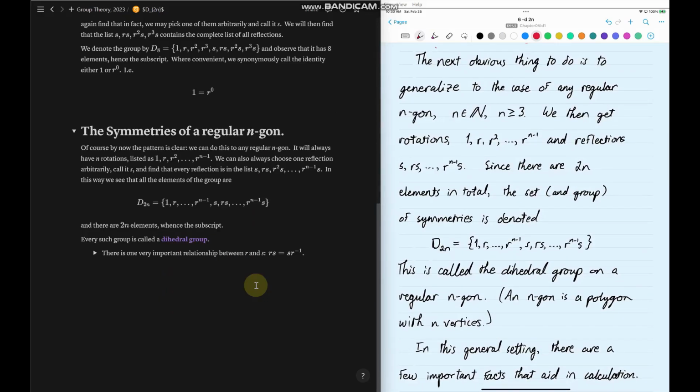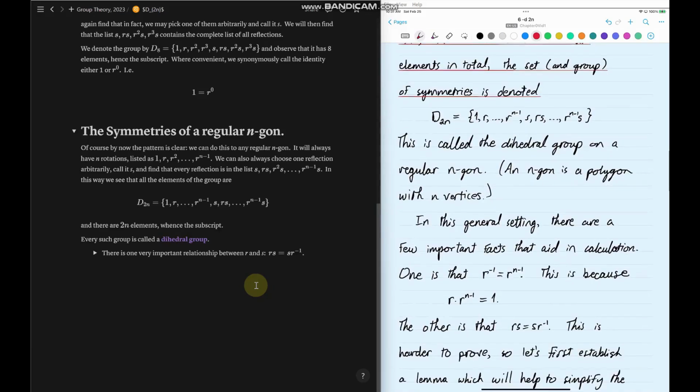The next obvious thing to do is to generalize to the case of any regular n-gon with n a natural number at least 3. We then get rotations 1, r squared, and so on up to r to the n minus 1, and reflections s, rs, and so on up to r to the n minus 1 s. Since there are 2n elements in total, the set and group of symmetries is denoted by D sub 2n with all of these elements.